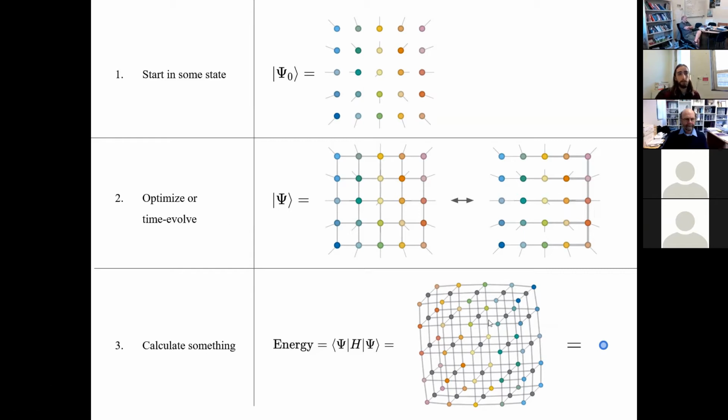So finally, you might want to calculate something. Here we're calculating the energy, by representing this Hamiltonian as a tensor network with these gray tensors, and then sandwiching that between this psi and its conjugate. And then contracting this tensor network just gives you one number, the energy. You can do similar contractions for any observable in your quantum system, or even just perfect sampling from the distribution of your states.